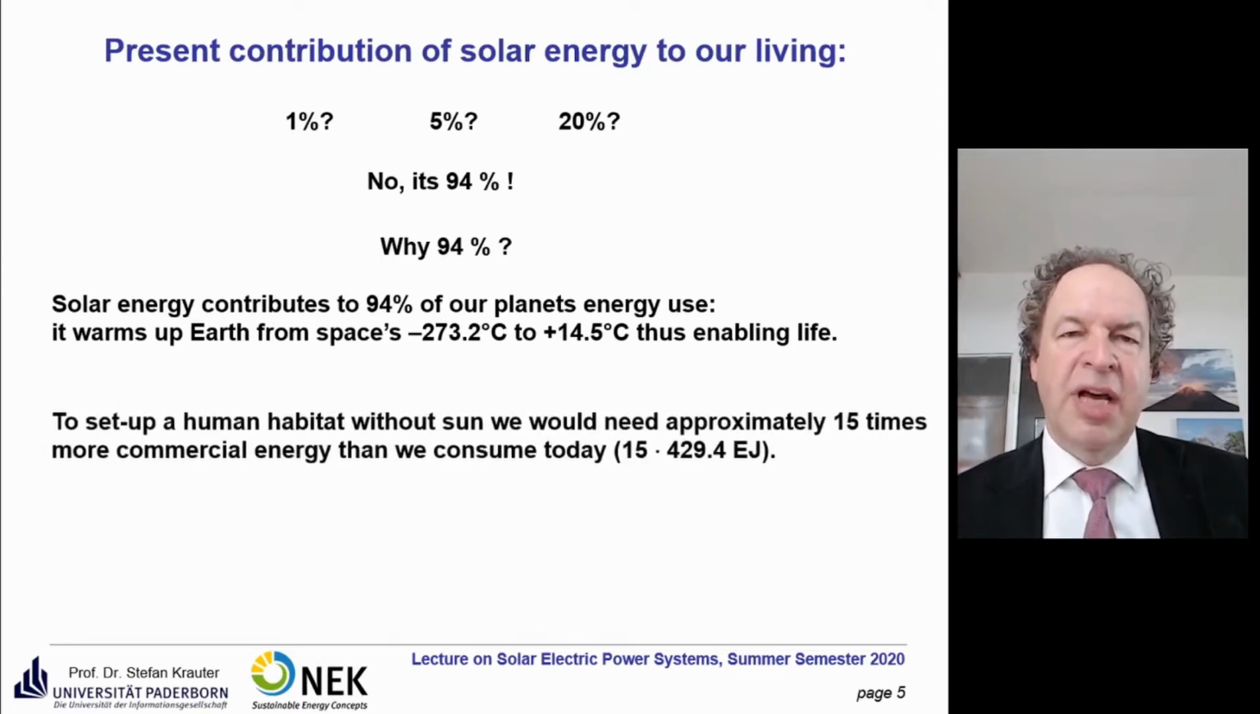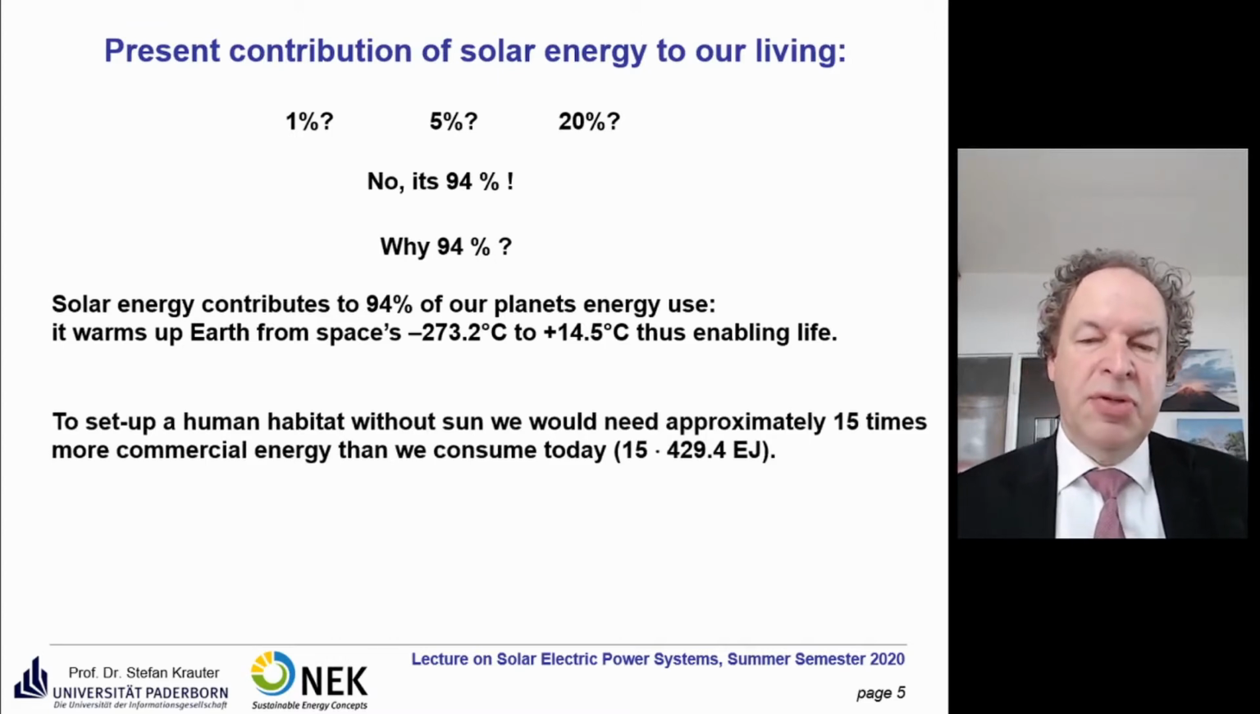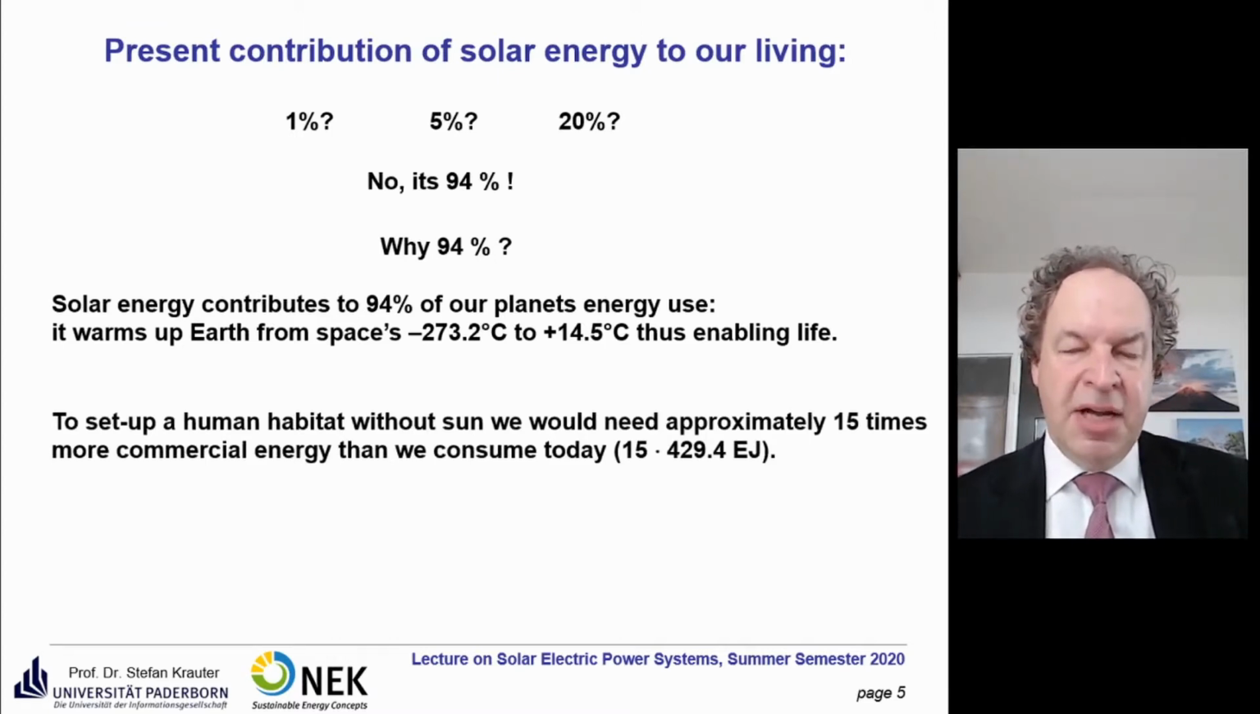And if we would do that artificially, we would have to buy big heaters, and we would need about 15 times the actual energy consumption we already use today. So that's about 15 times 429.4 exajoule. An exajoule is 10 to the power of 18 joule. That's an already enormous number of what we consume today, but that would be 15 times that value.